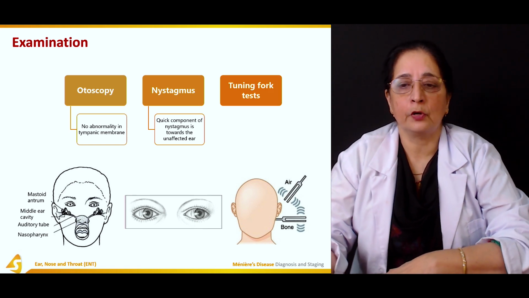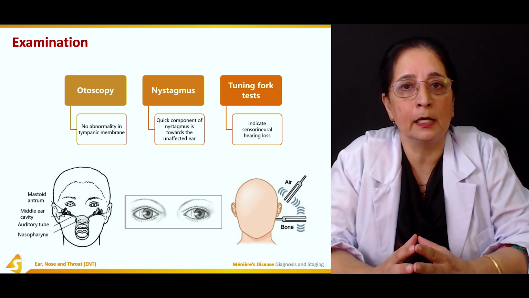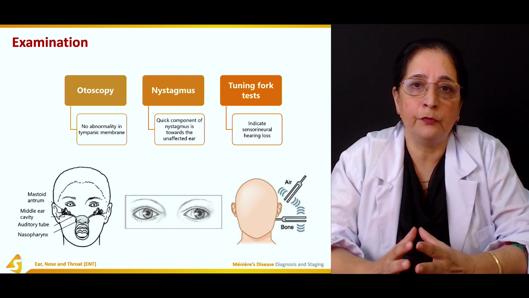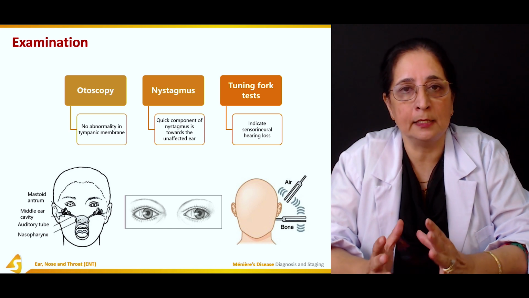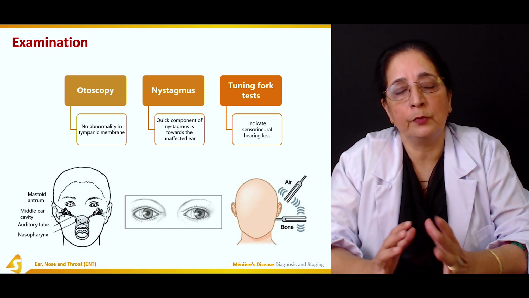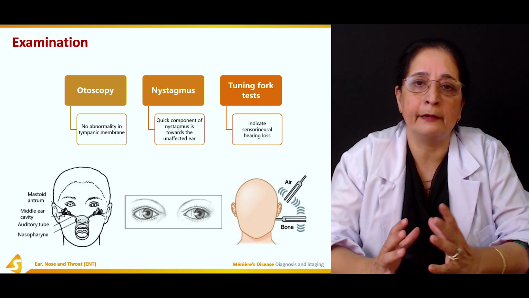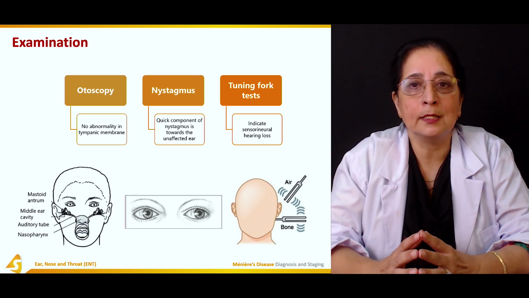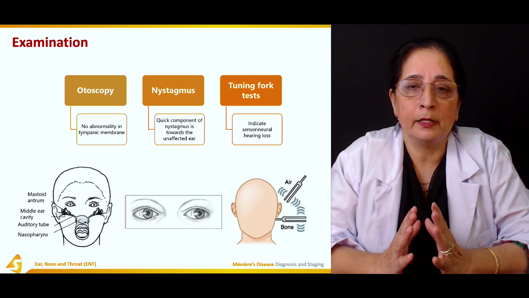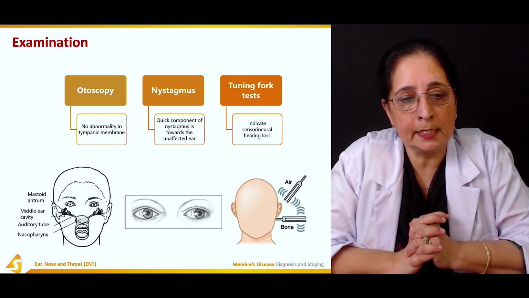Then the tuning fork test indicates the sensorineural hearing loss. The two main types of tuning fork tests used are Rinne's test and Weber's test, which tell us which ear is involved, and whether it is conductive or sensorineural hearing loss. So these are the tests performed to diagnose Meniere's disease.